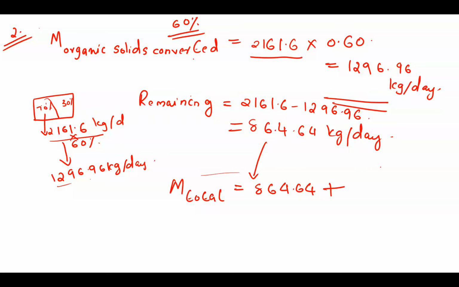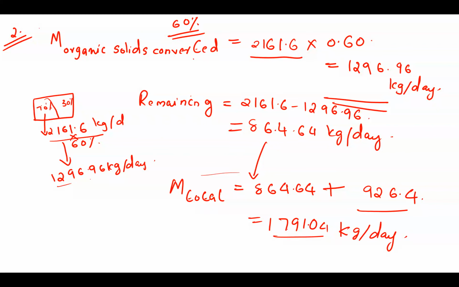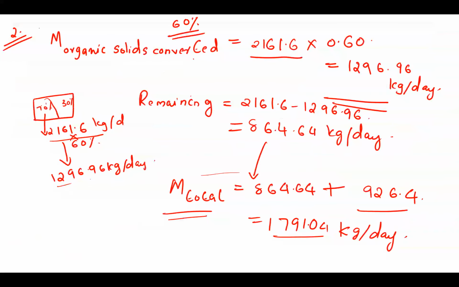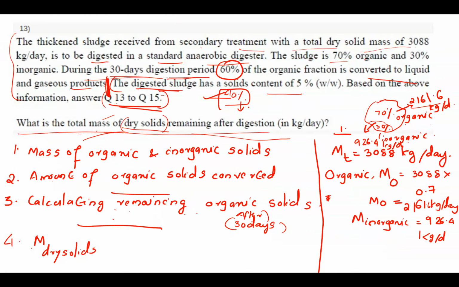plus what else can come here? Yes, that means that is inorganic, 926.4. That means 1791.04 kg per day. So this is the total. Yes, this is the total mass of the dry solid that is in the system after 30 days of digestion.